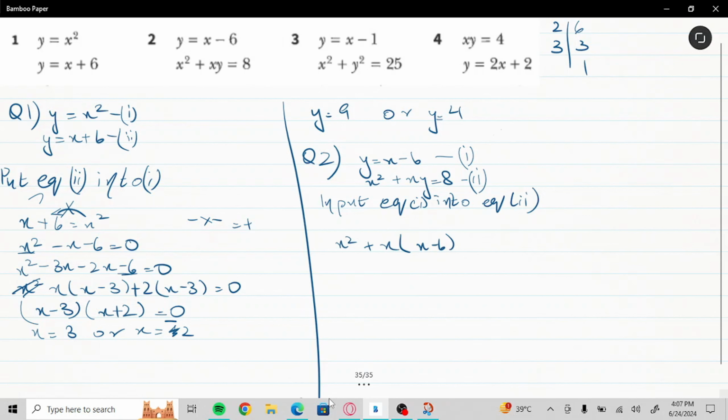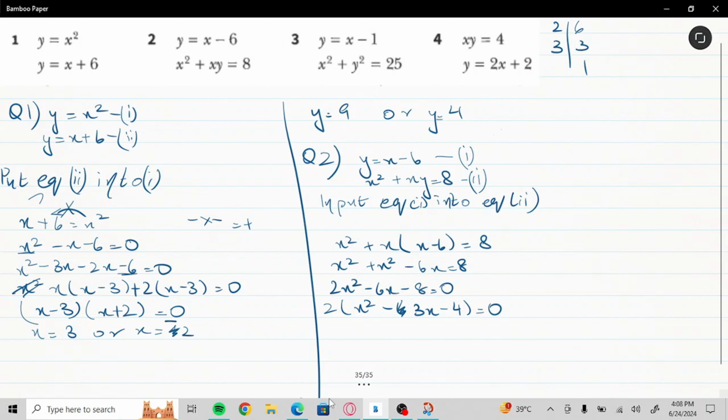x minus 6 is equal to 8. What we'll do next is x squared plus x squared again minus 6x is equal to 8. And 2x squared minus 6x minus 8 is equal to 0. Take 2 as a common factor, as it's going to make your life easier. And x squared minus 3x minus 4 is equal to 0.